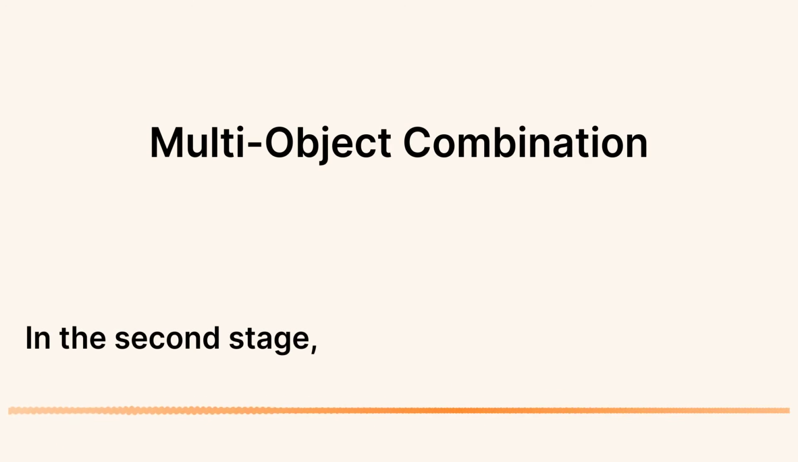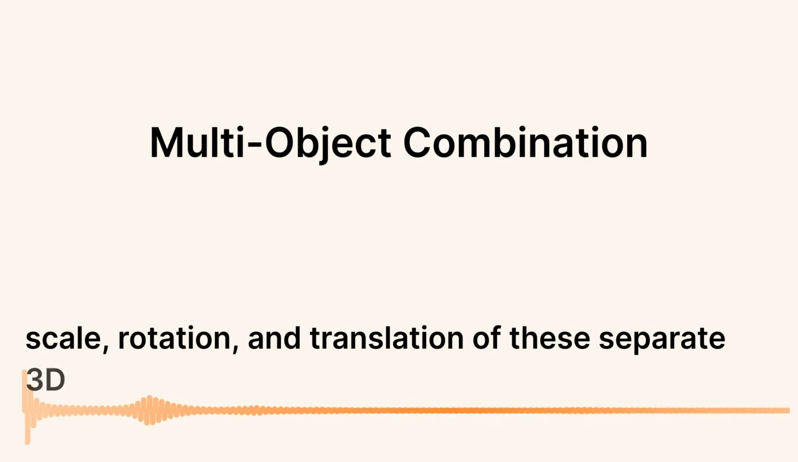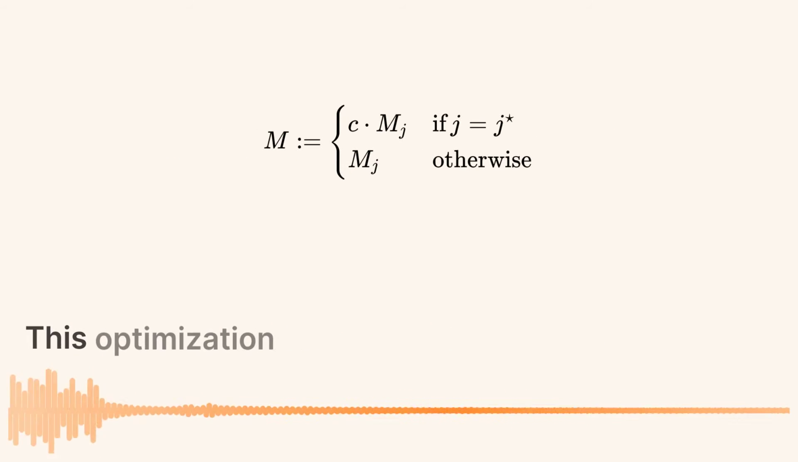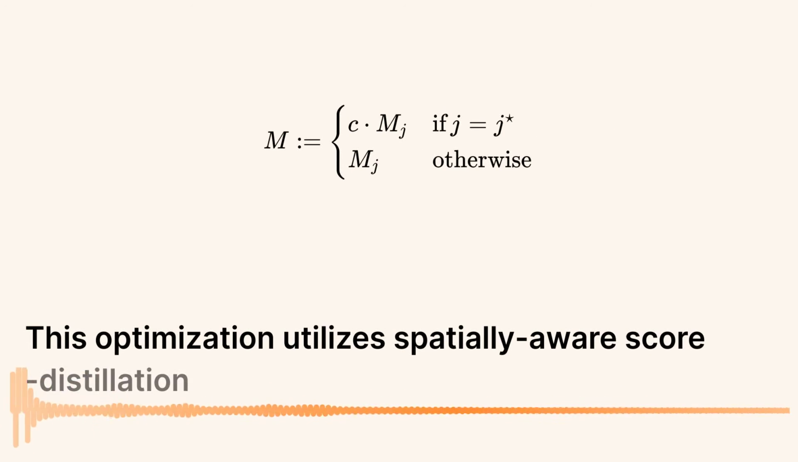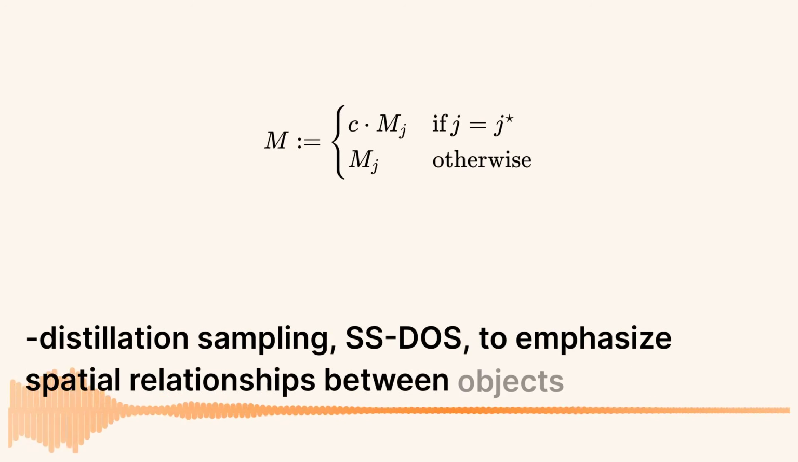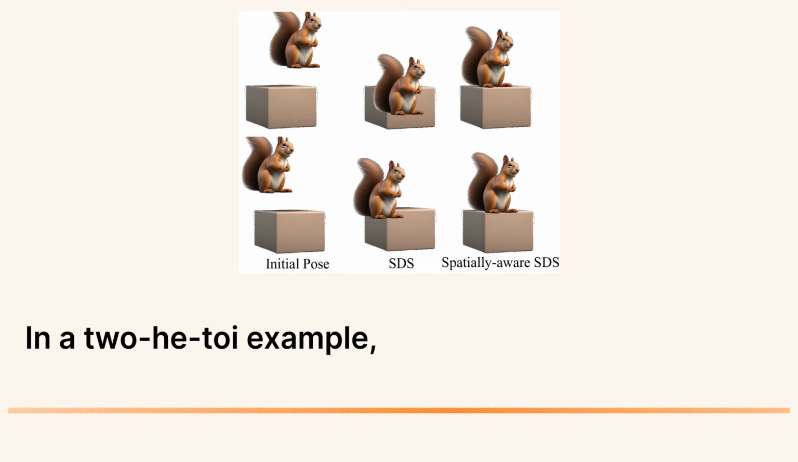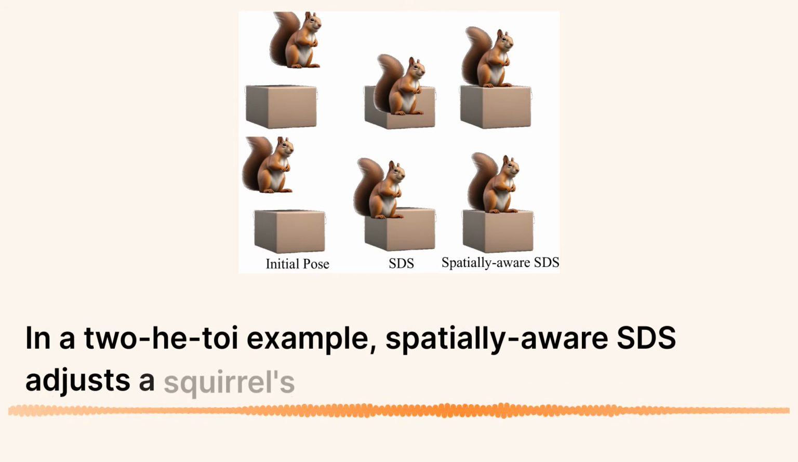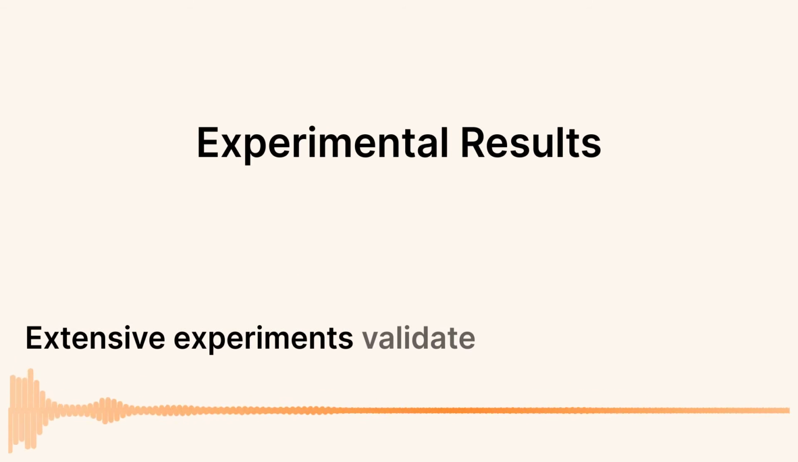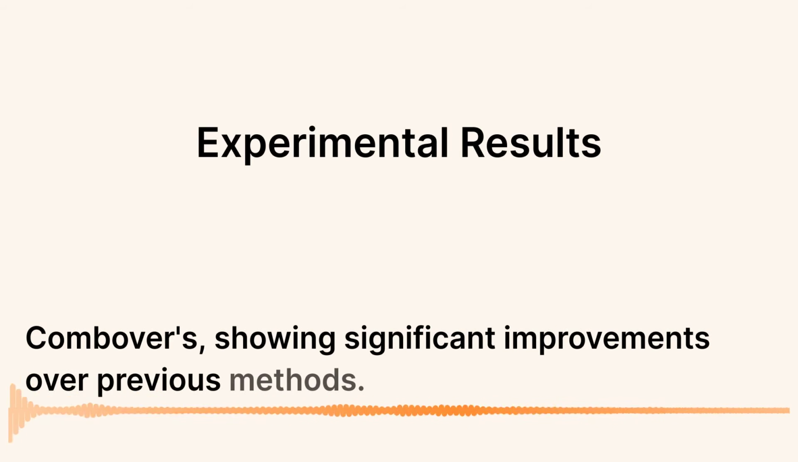In the second stage, ComboVerse optimizes the scale, rotation, and translation of these separate 3D models to form a single, cohesive 3D asset. This optimization utilizes spatially aware score distillation sampling (SSDS) to emphasize spatial relationships between objects by adjusting attention map weights. In a 2D toy example, spatially aware SDS adjusts a squirrel's position relative to a box better than standard SDS. Extensive experiments validate the effectiveness of ComboVerse, showing significant improvements over previous methods.